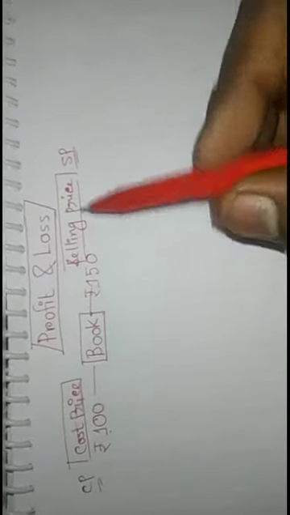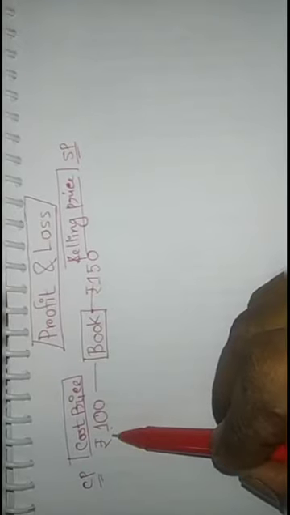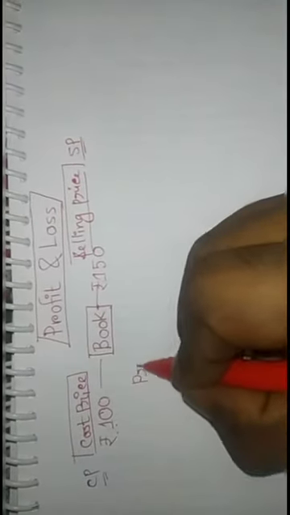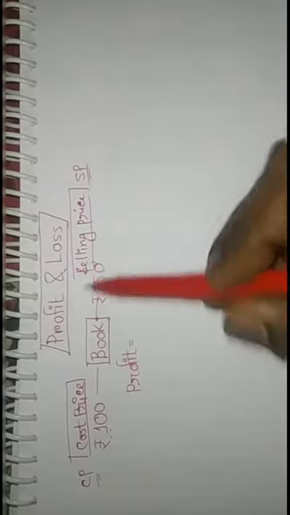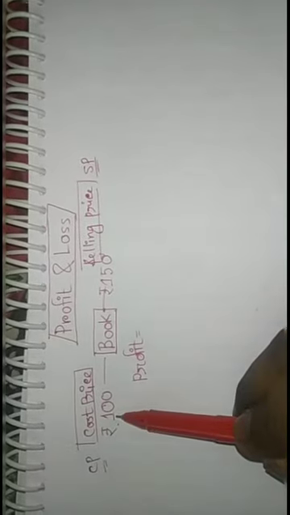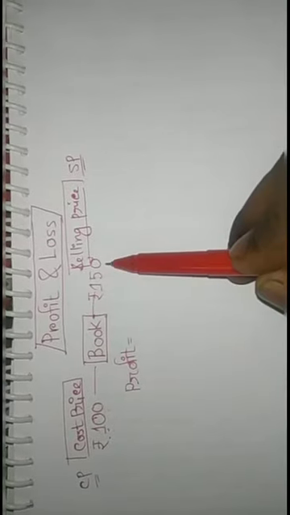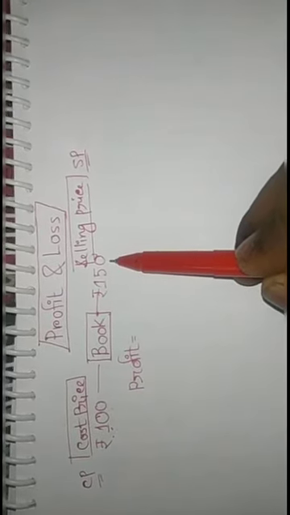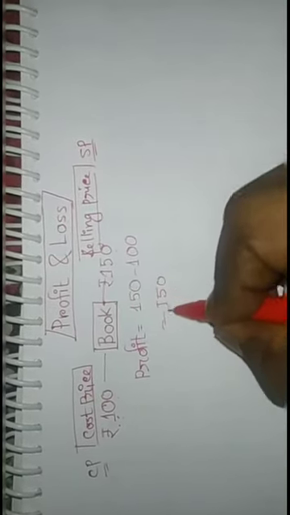So as you can see, as the selling price is more and cost price is less, I am getting the profit. Okay, so profit equals to 150 minus 100. Why? Because I have bought that book at 100 rupees and I am selling the book at 150 rupees. So my profit will be 150 minus 100, that is 50 rupees. So this 50 rupees is my profit.